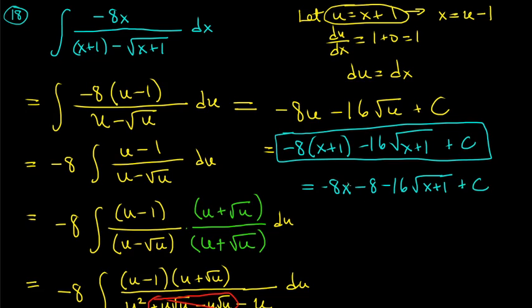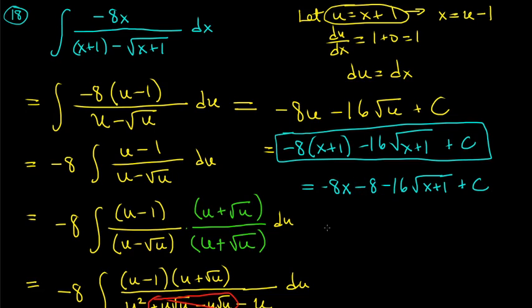Let me say that again because I think I went a little fast there. Negative 8x, that's negative 8 times x. And then negative 8 times 1 is this negative 8 here. So I just distributed the negative 8. Yes, please do not distribute the negative 16. That does not work inside the square root. Okay, now this negative 8 is really just a constant. This c can absorb that.